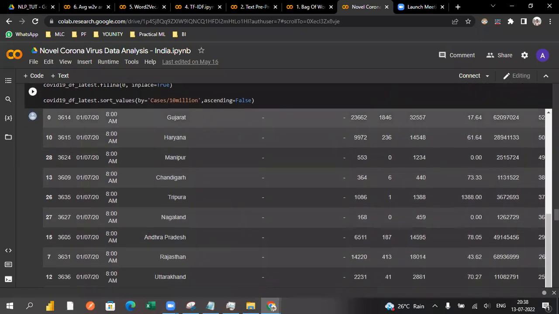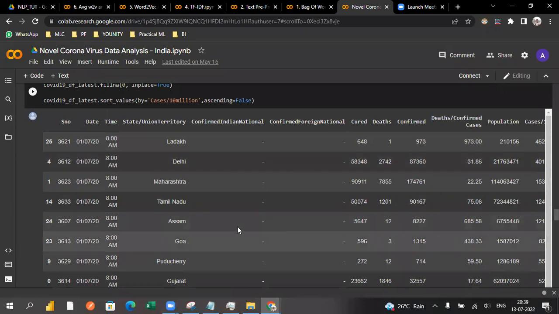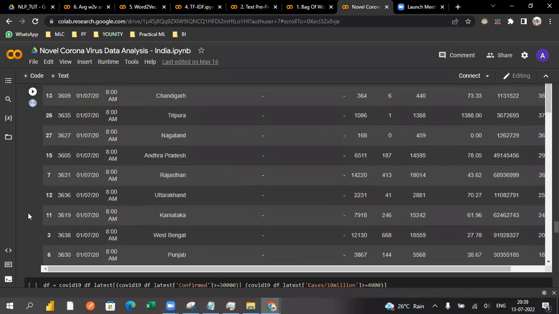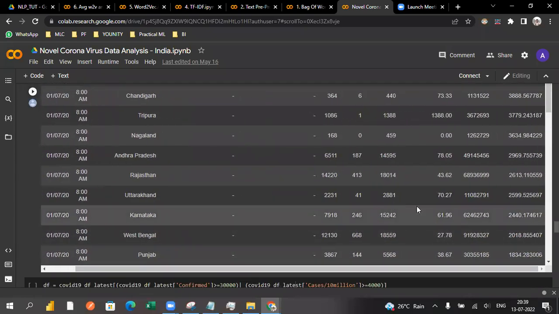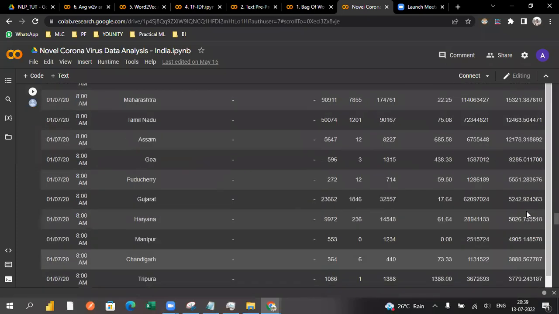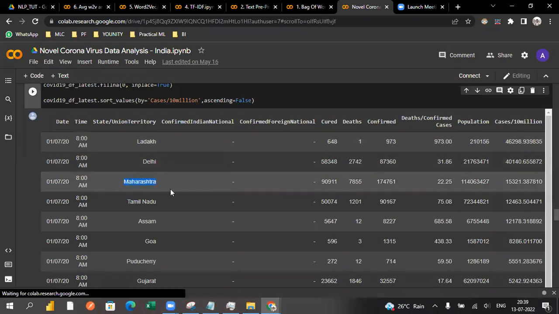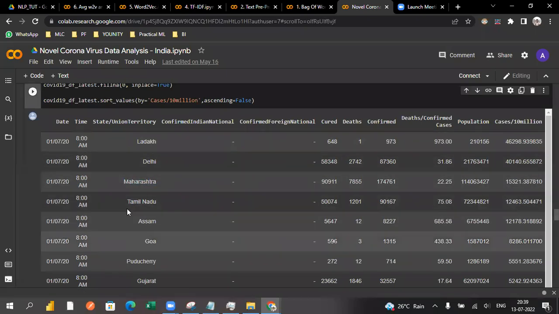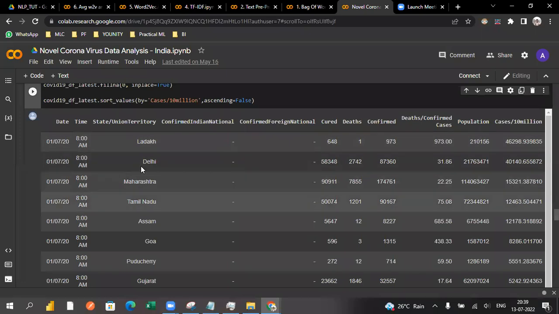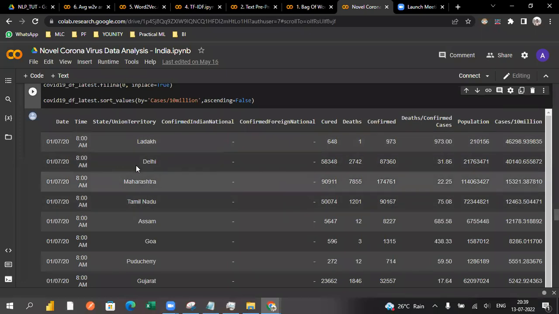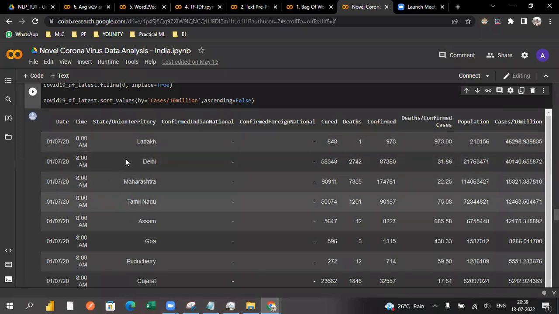You will also get to know about the cases by sorting in descending order or ascending order. Currently we are doing descending order. You can see the most cases per 10 million is Ladakh, and next Delhi and Maharashtra came into the picture. Maharashtra at that time was the top for deaths and confirmed cases, but it went to the third position. Why did it go to the third position?